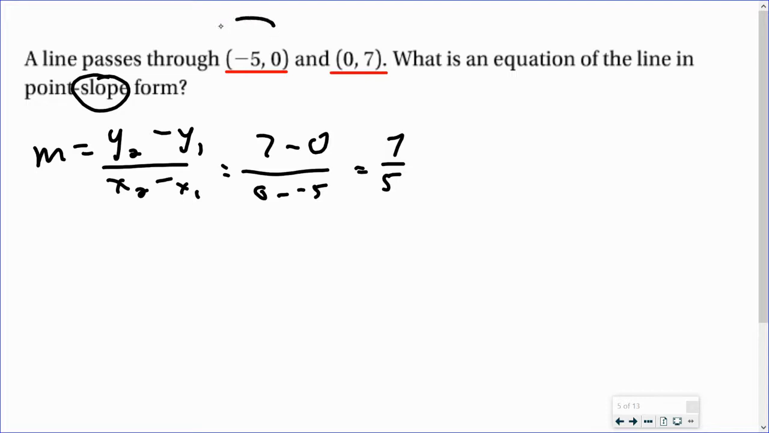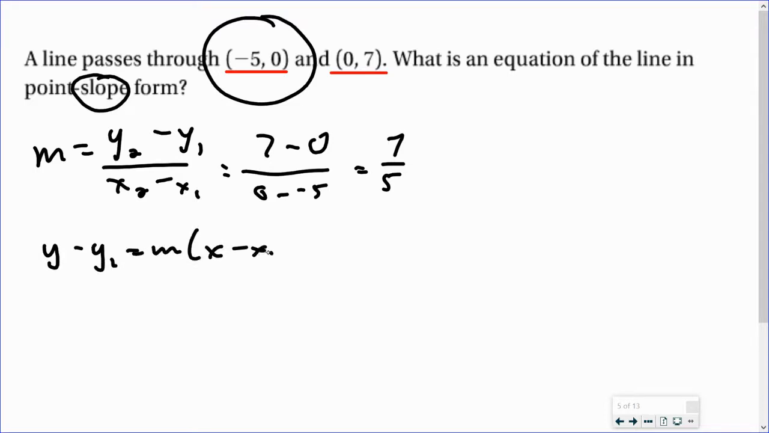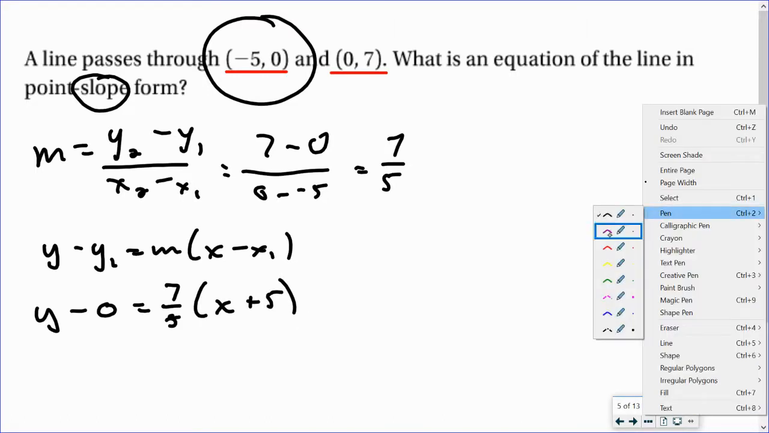So let's say we start off with this one right here. So y minus y1 is equal to m times x minus x1. So y minus 0 is equal to 7/5 times x plus 5. Bam, that's all it takes.